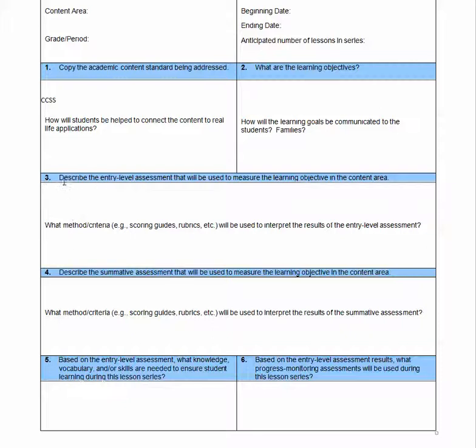Again, this question is matched right with number 3 up here. How will that entry-level assessment be scored? Is it going to be scored out of points? Is there a rubric? Is there a guide? How are you going to score your students' results?